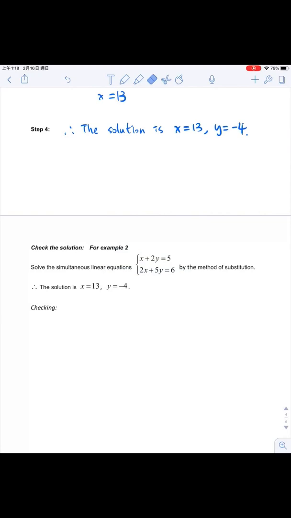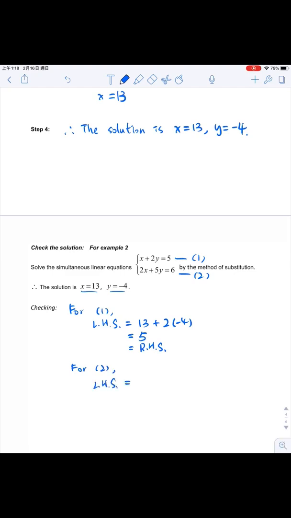Actually, we can check if the solution we obtained is correct for both equations. The steps are as follows. For equation 1, we substitute the values we obtained into the left-hand side. And we get 13 plus 2 times negative 4. It is equal to 5, which is equal to the right-hand side. So the solution satisfies equation 1.